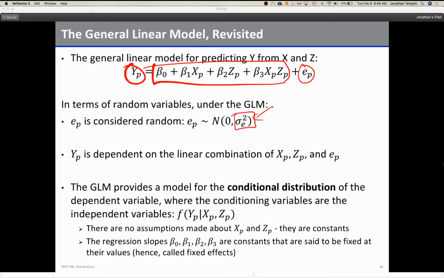So what we're going to say is y is dependent on the linear combination of x, z, and e, and therefore the general linear model provides a conditional distribution of y given x and z. But we're not making any assumptions about x and z. They're constants in this example. And furthermore, each of the regression slopes are constants as well, right here and right here. So that's actually why they're called fixed effects.